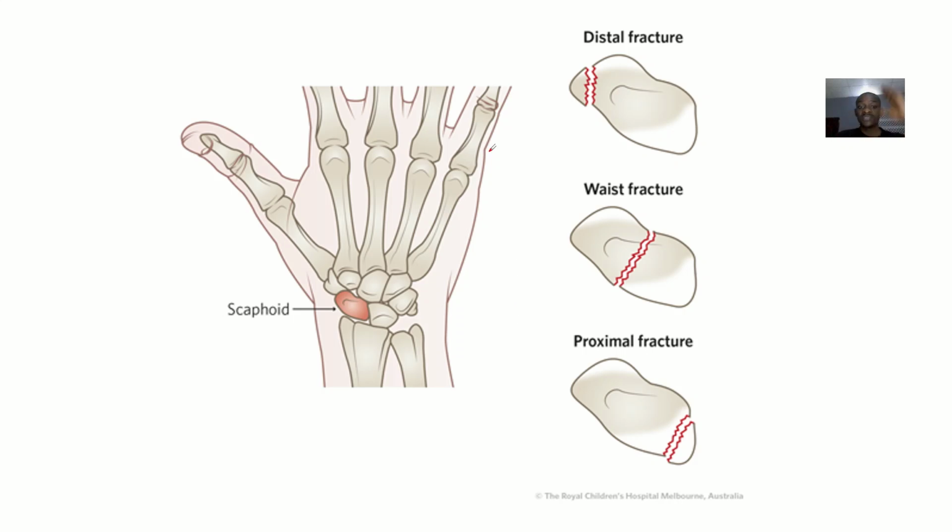Okay, so you can see the different types of fractures of the scaphoid. You have the distal fracture, which is very rare, and the proximal fracture, which is very rare. The waist fracture is the most common type of fracture of the scaphoid. You get it? All right.